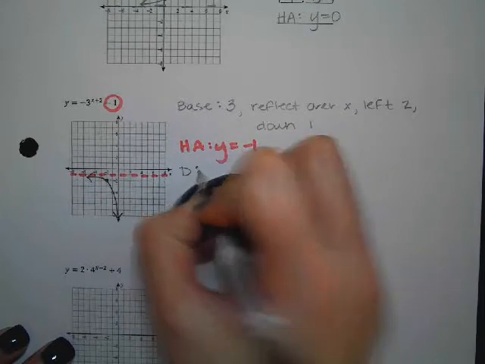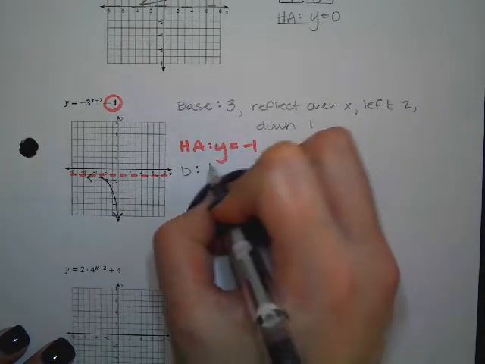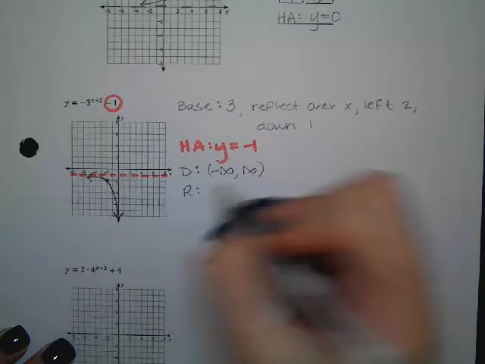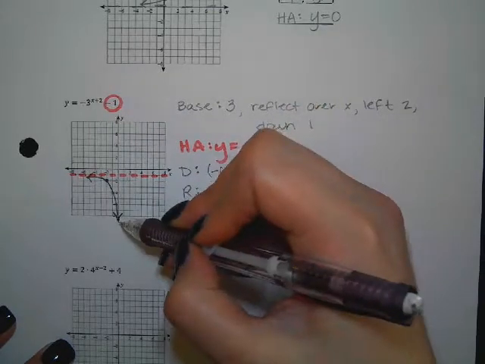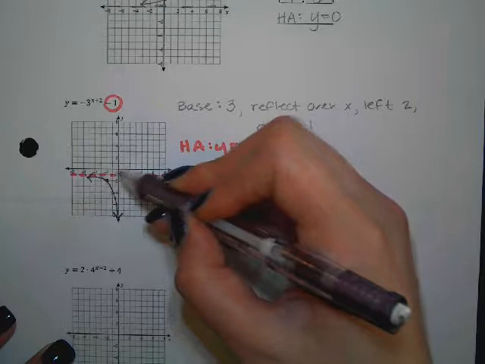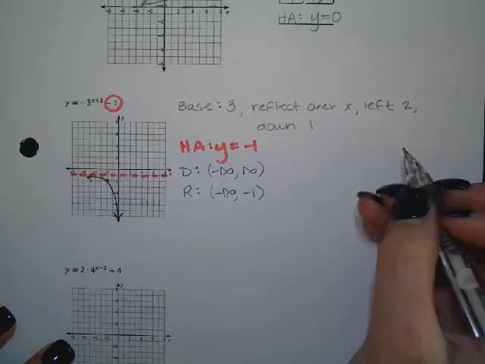So the domain: this graph goes left forever. It also goes to the right forever. So it's -infinity to +infinity. The range: if we go from down to up, it goes down forever, and then on the up swing, it stops at -1. So negative infinity up to -1.